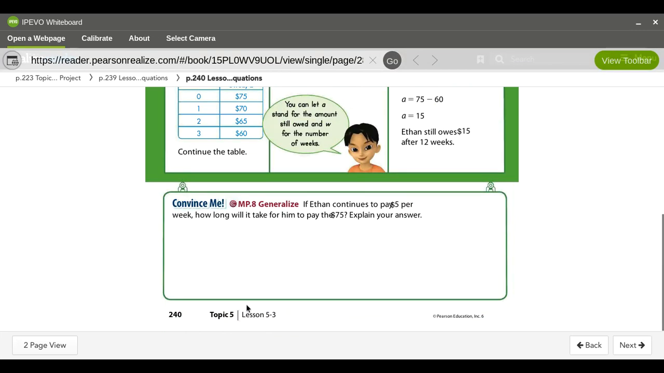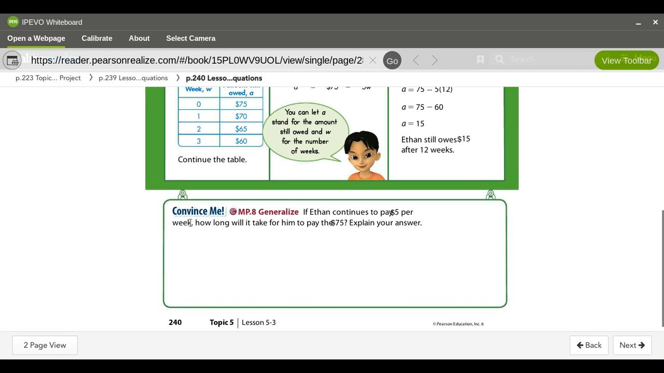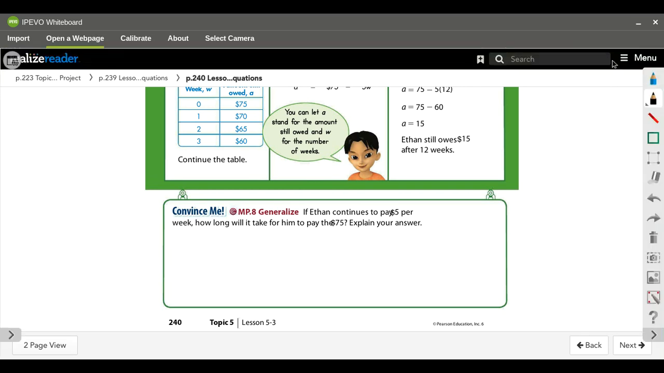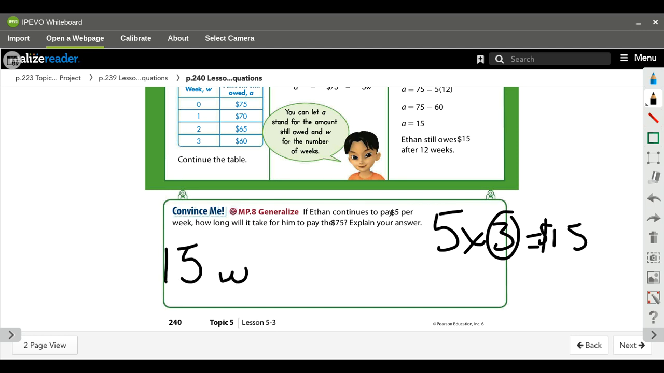Okay. If Ethan continues to pay $5 per week, how long will it take him to pay the $75? So what we need to figure out is 5 times what is going to give me 75. So when I take a look at this, after 12 weeks, he owed $15. So 15 is going to be 5 times 3. So 5 times 3 gives me $15. So it's going to be another 3 weeks after the 12 for a total of 15 weeks.